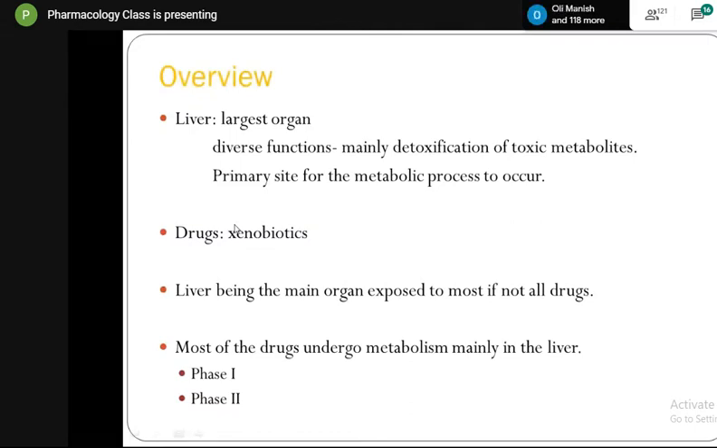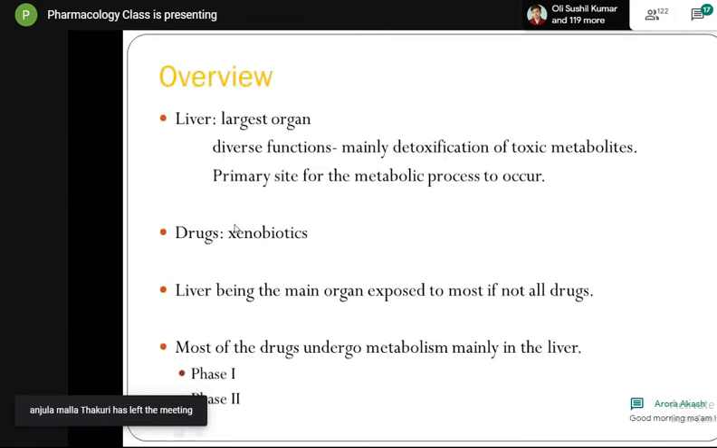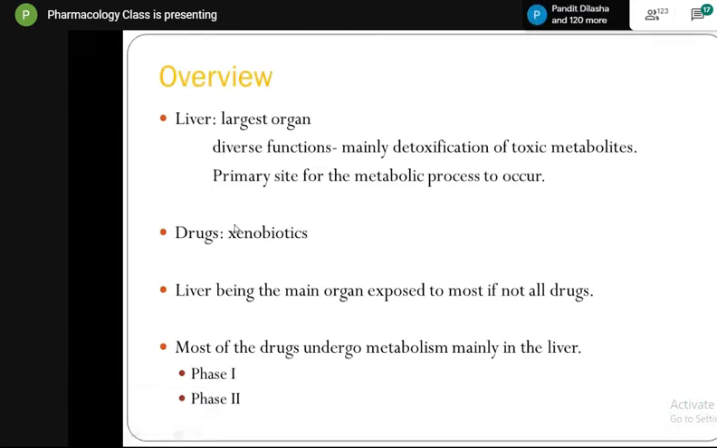So as a foreign compound, the drug needs to get eliminated from the body, and if it is not eliminated through the process of excretion, then it's going to remain in the body for a longer period of time. And if that is happening in the course of the drug, then there is going to be some exaggeration of all those toxic effects. So one of the functions of the liver in this excretion process of the drug is that the liver is the main organ where the drug undergoes metabolism.